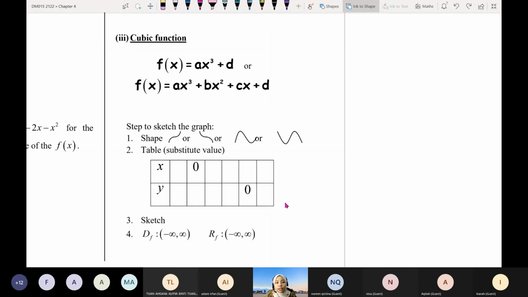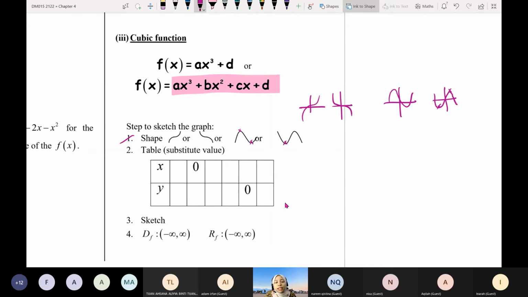Okay, now let's look at the cubic function. Cubic function, it can be ax cube plus d, ataupun dia bagi sepanjang-panjangnya seperti inilah, semua term ada a, b, c, d. Dia kata sketch yang pertama adalah shape-nya. Shape-nya sama ada macam ibu mengandung tu, ke kiri, ataupun dia baring terus macam tu, ataupun mula-mula dia naik dulu, maksimum dulu baru minimum, ataupun minimum dulu, turun dulu, lepas tu baru max. So ada 4.